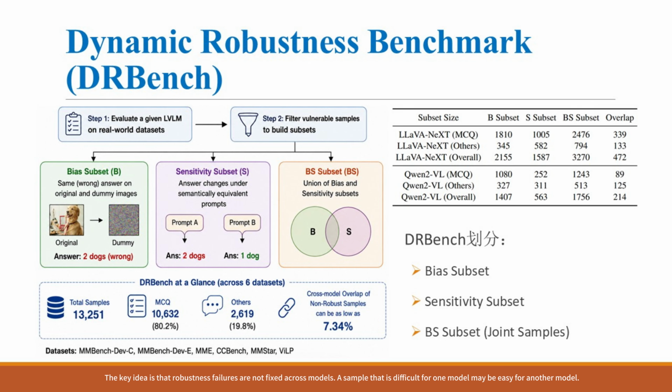The key idea is that robustness failures are not fixed across models. A sample that is difficult for one model may be easy for another model. Therefore, a fixed benchmark may not fully reveal the real robustness limitations of a specific model. Our benchmark is constructed in a model-specific way. Given a target model and existing LVLM datasets, we first evaluate the model and then extract three types of vulnerable subsets. An important observation from the paper is that different models show very different vulnerable samples. For example, the overlap of non-robust samples between Qwen and LLaVA is relatively small. This supports our argument that robustness evaluation should be dynamic and model-specific, rather than relying only on fixed datasets.